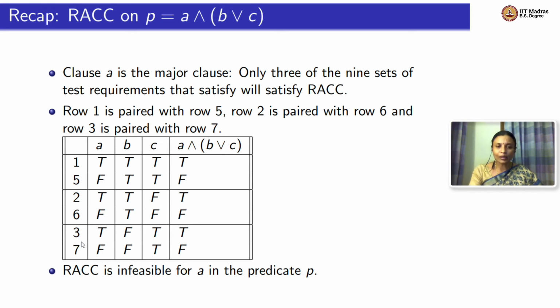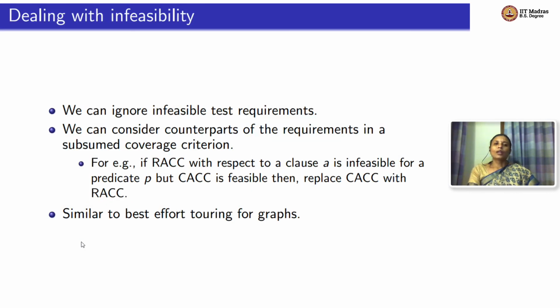So RACC is not feasible for A being the major clause for this predicate. Is this clear? Because there are additional constraints that make it infeasible. So how do you deal with infeasible test requirements? One is to conclude that it is infeasible and quietly let it go, ignore it. The other is to consider other options. For example, if restricted active clause coverage criteria is infeasible, then consider correlated active clause coverage criteria. It's anyway more useful. Similarly, if correlated is infeasible, consider restricted active clause coverage criteria. Replace one with the other.